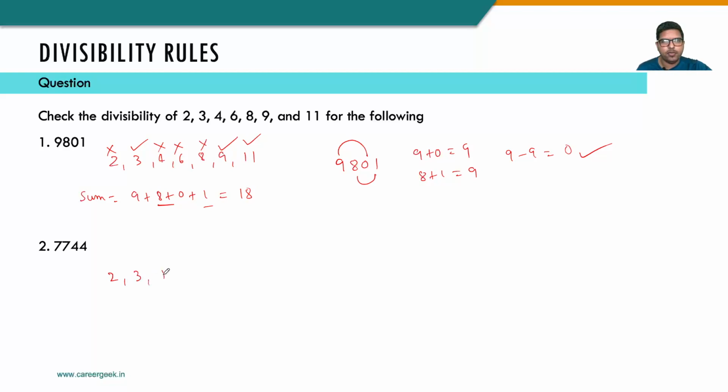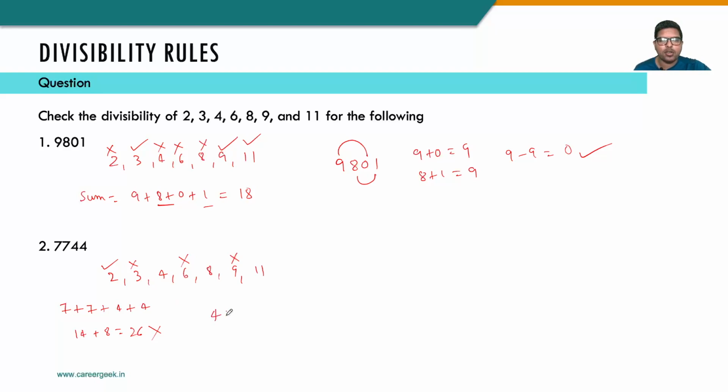2, 3, 4, 6, 8, 9 and 11. 2, definitely the last digit. 3, let us take the sum. 7 plus 7, 14 plus 8, which is 26. 26 is not divisible by 3. So if it's not divisible by 3, it's not divisible by any of its multiples. Okay, so we can eliminate 6 and 9 directly.